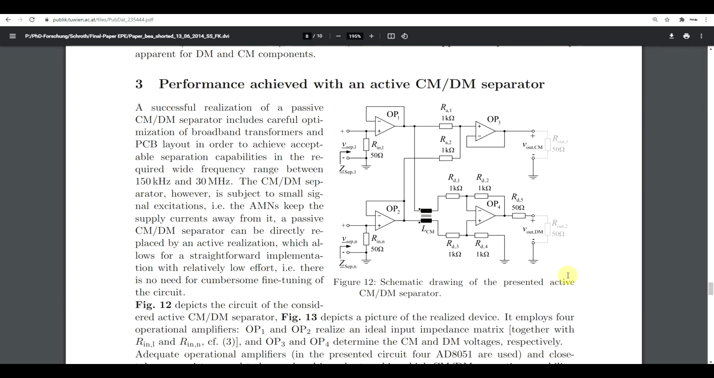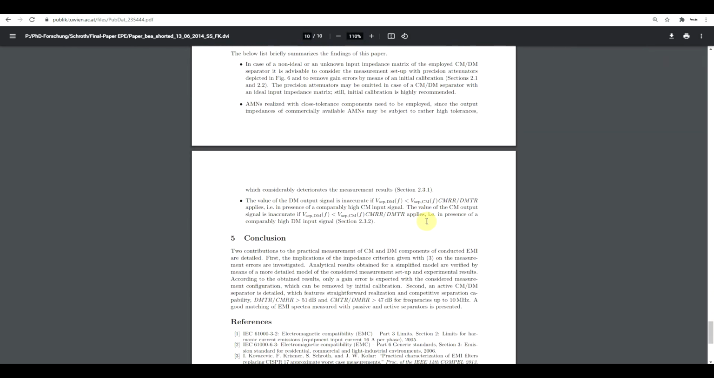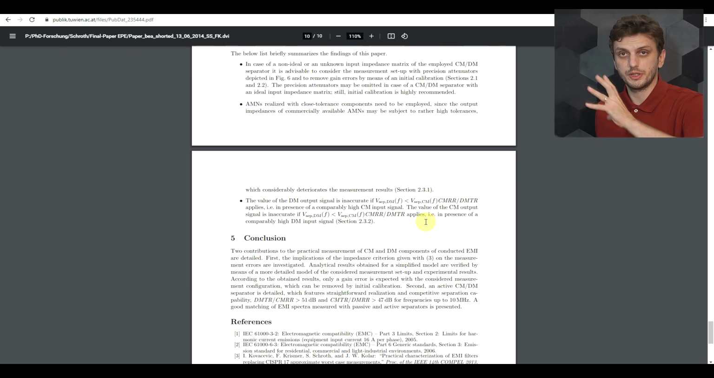And finally, they propose the schematic for an active separator. So a separator which works with operational amplifiers to perform the two operations. So on the one side, summing the two signals to provide the common mode noise, and on the other side, subtracting one signal from the other to provide the differential mode noise. And finally, the paper discusses the performance obtained with this circuit. So you can check that out if you're curious.